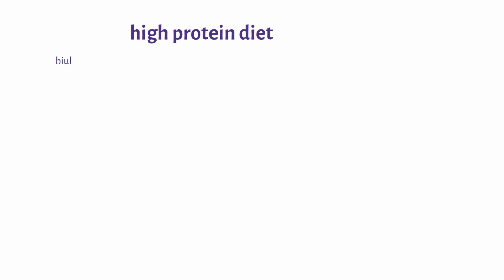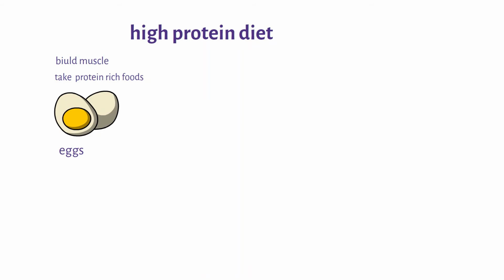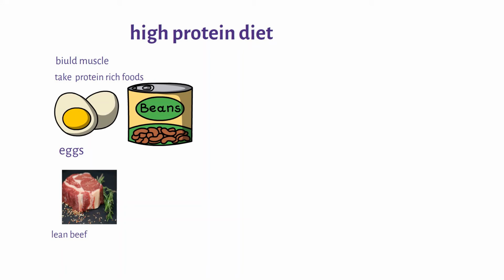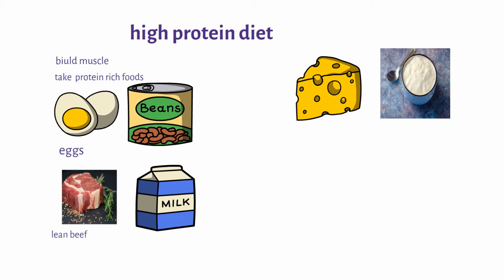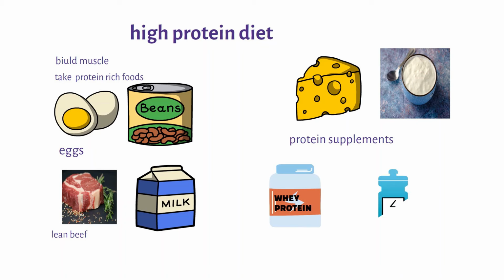A high protein diet will also help you build muscle, and you can increase your protein intake by taking protein-rich foods such as eggs, beans, and lean beef. Also, milk and dairy products such as cheese and yogurt will also help boost your protein intake. Don't be afraid to try out the protein supplements such as the whey protein and soy milk powder, as they're also rich in proteins.